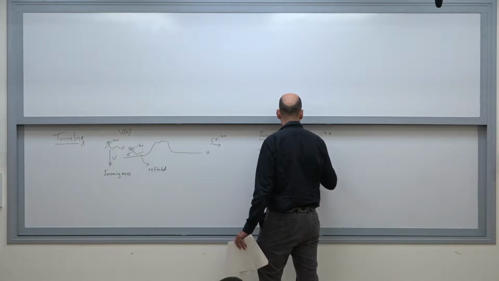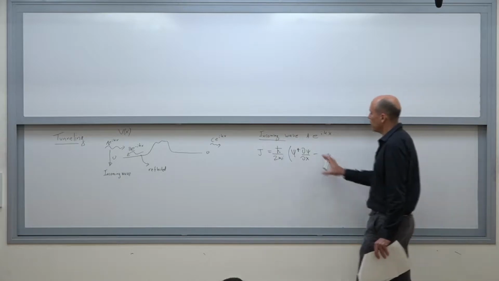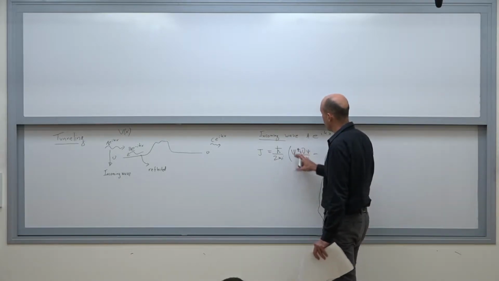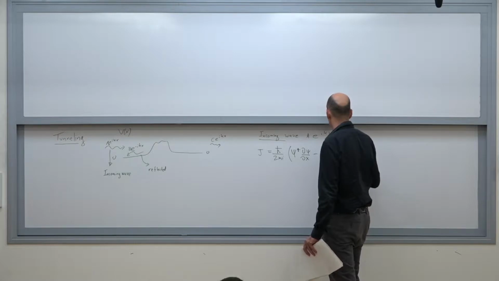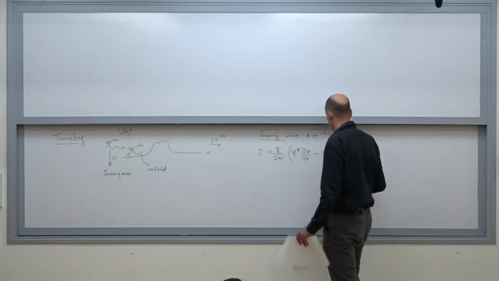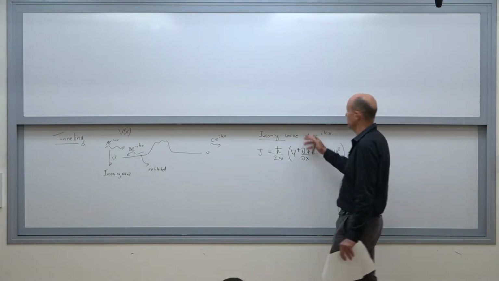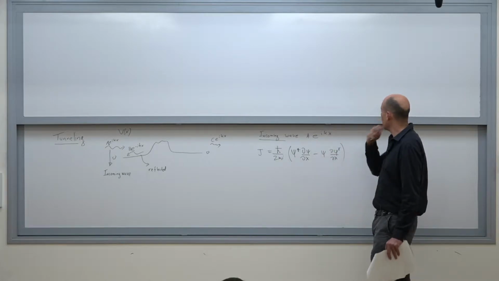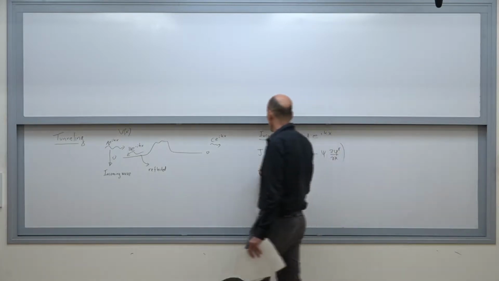j equals ħ over 2mi, psi star d over dx psi, which is not immediately intuitive, minus the complex conjugate of this, psi d psi star dx. So to build some intuition for this current, which was also done the previous week, let us plug in this type of incoming wave and see what is happening here.